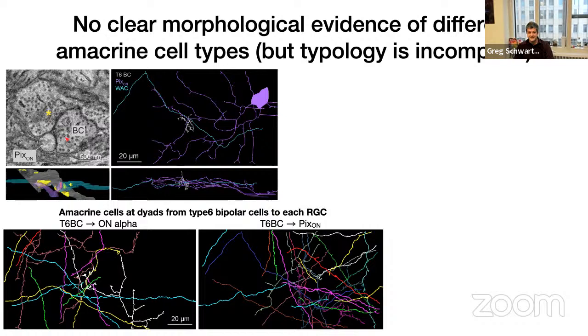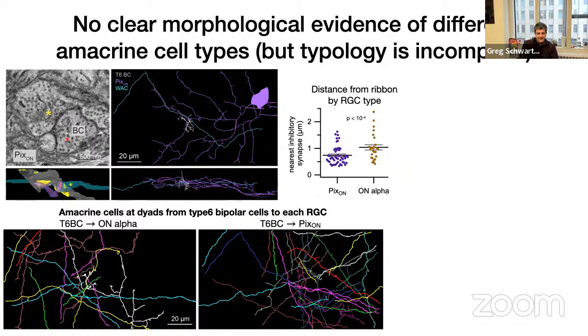And we looked at a lot of other things that I don't have time to show you: the number of vesicles, the volume of the synapse, the distance of the synapse from the branch point. We looked at a lot of things and didn't find statistically significant differences morphologically between these synapses, except for this one, which is a kind of weird one. But let me just tell you what it is.